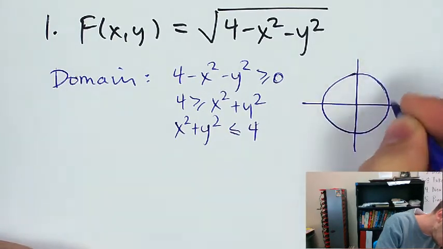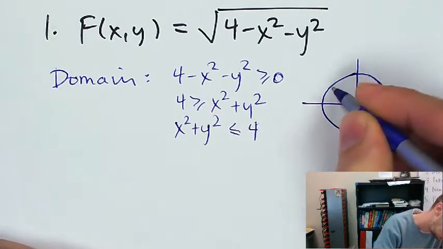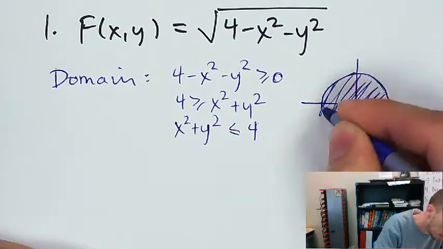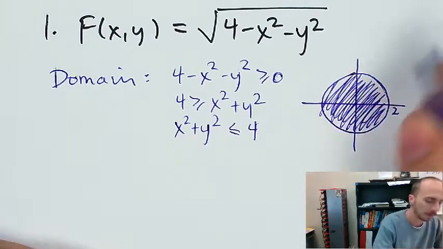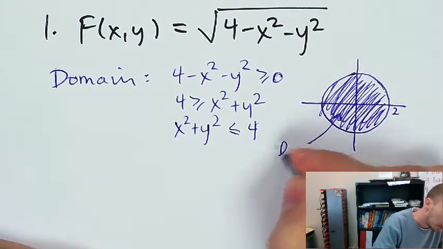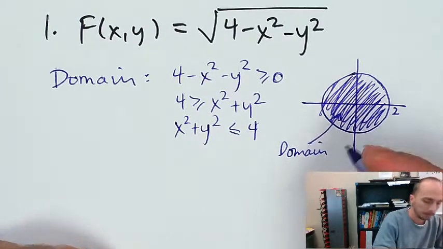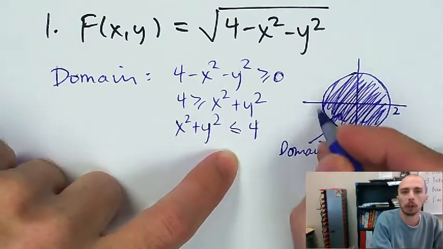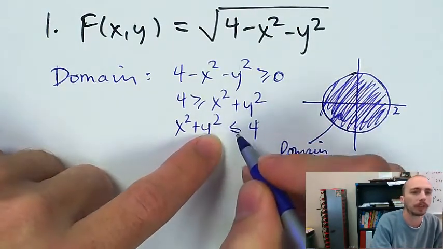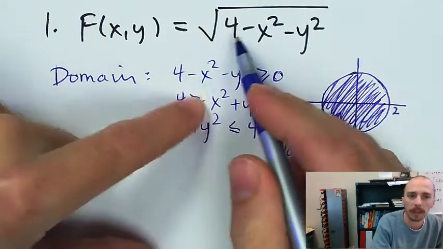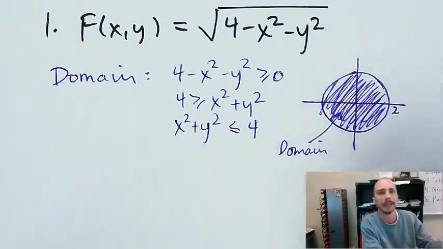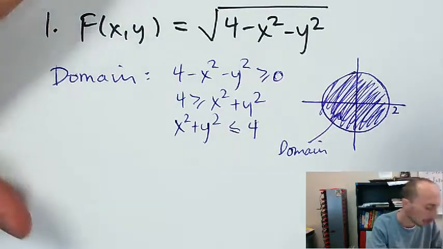And this circle has radius 2. So I might color this in and say that's my domain. Since this is less than or equal to 4, we are including the boundary. If this was less than 4, say it was log of 4 minus x squared minus y squared, then I might draw a dotted line here to indicate that it was not including the boundary.